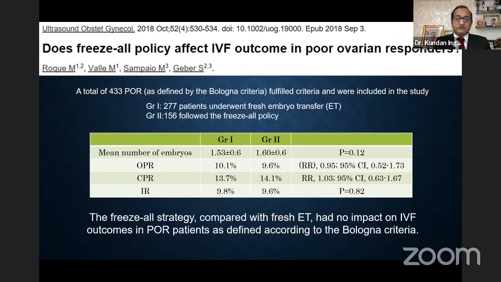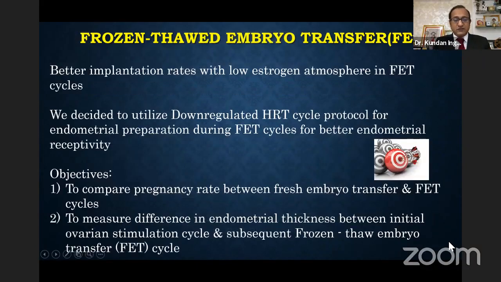The same applies to poor responders also. They did not find any significant difference in ongoing pregnancy rate, clinical pregnancy rate, and implantation rate when these poor responders were offered fresh transfer versus frozen transfer. So again, this strategy of frozen embryo transfer is probably very helpful for the hyper responders group, and if we put them into frozen embryo transfer instead of fresh transfer, we'll probably have a much better live birth rate in the hyper responders group.